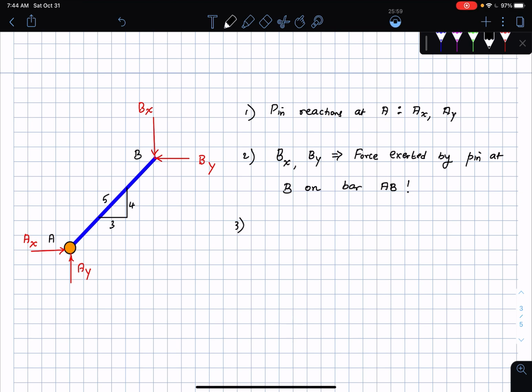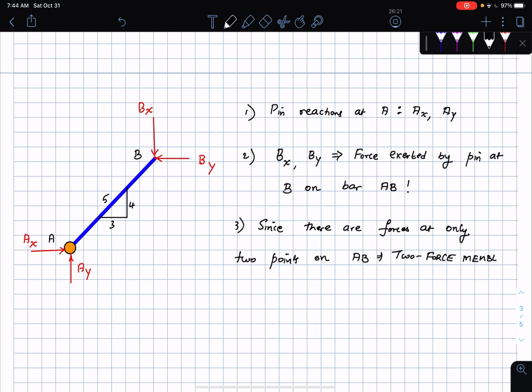Forces at only 2 points, I'm sorry. So since there are forces at only 2 points on the bar AB, this is now a two-force member. It is possible for a frame to have a two-force member, but not all the bars are two-force members. So since it's a two-force member, you can do the following.